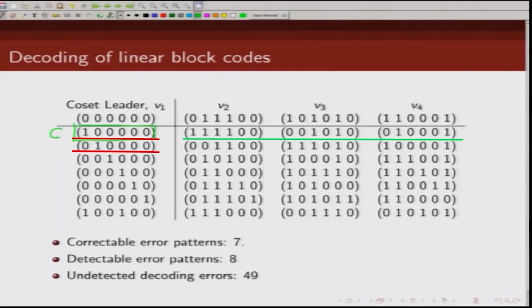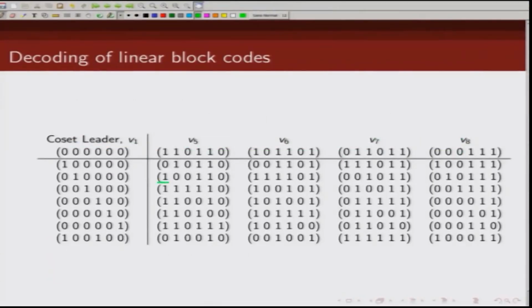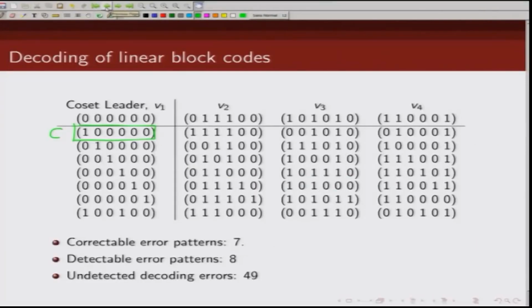What about this? Let us look at other elements. This has 2 ones, 4 ones, 2 ones, 3 ones, 5 ones, 3 ones, 4 ones. So, clearly this has only one, rest others all have weight 2 or more. So, if this is the error pattern and we make this as coset leader, this is also correctable. Similarly, we can see from other rows also this single error pattern is correctable, this single error pattern is correctable, this is correctable, this is correctable. These are all correctable patterns.